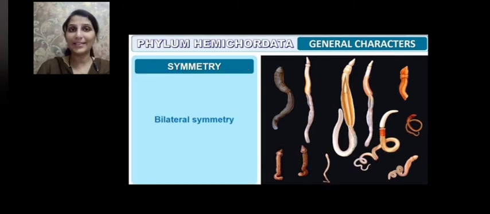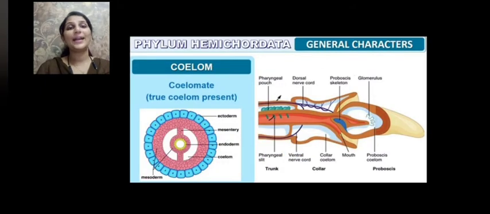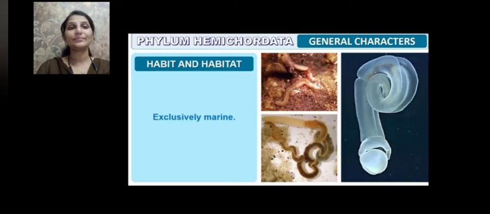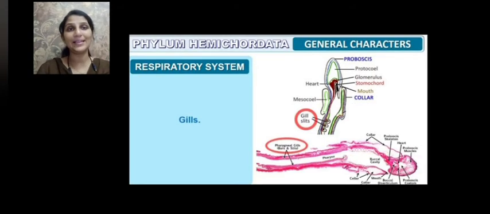And its grade of organization is organ system level of organization. It is bilaterally symmetrical, and it's triploblastic, that means 3 layers: ectoderm, mesoderm, and endoderm are present, and it has a true coelom. There are 2 openings, one for mouth and the other for anus, and it is exclusively marine, and digestive system is complete with mouth and the anus.